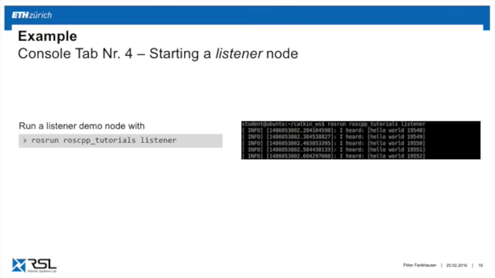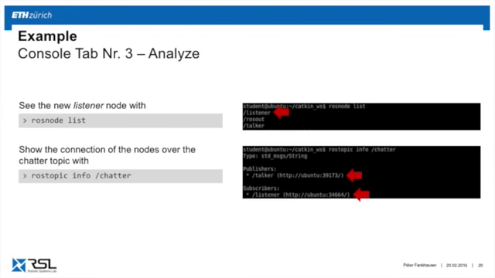Now to see that these two nodes are working together, you can leave them running and go back to your console number 3, where you analyze things. Then you can use the same command as before, rosnode list. Before we only had the talker. Now you'll also see that you started the listener and you have these two nodes running. If you now do the same command as before, rostopic info /chatter, which gives you information about this topic, you see now that we have one publisher, the talker, and the newly created subscriber called listener. So these two nodes are now connected through this chatter topic.